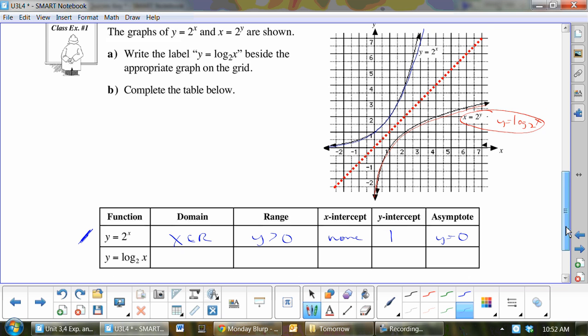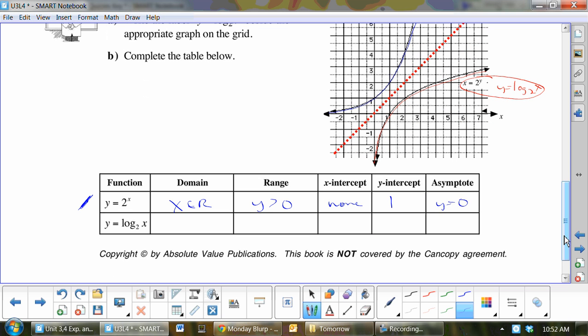Now, y equals log 2 of x. We're doing the red graph now. What is the domain? X is greater than 0. The range? Y is in the reals. X-intercept? 1. Y-intercept? Asymptote?